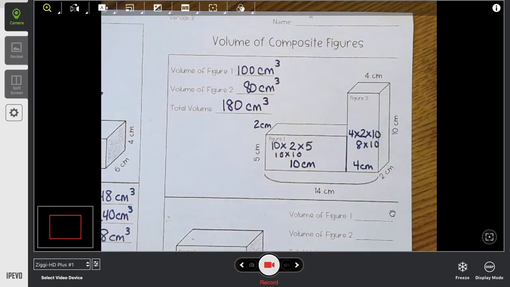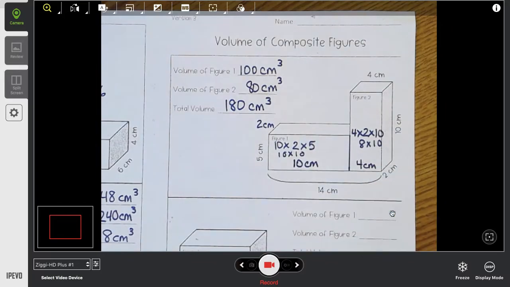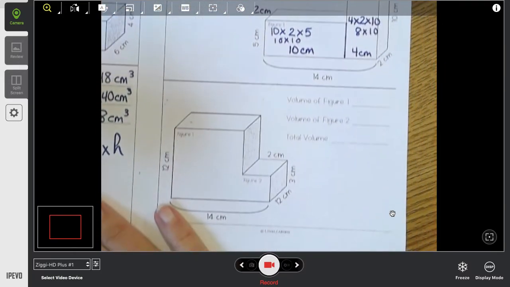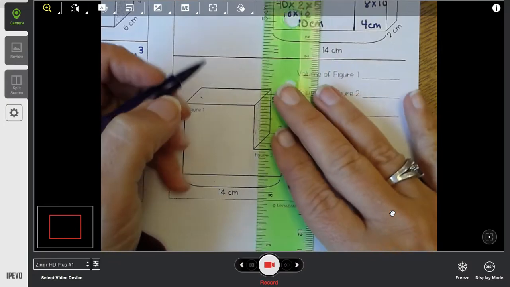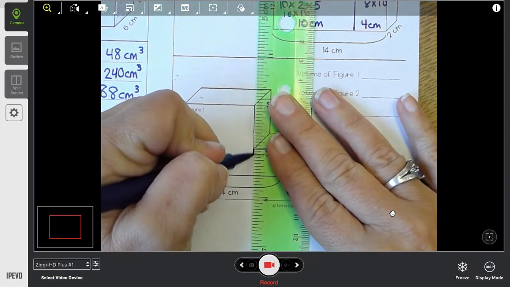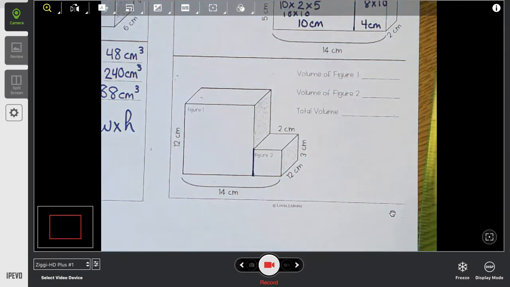Okay? All right, one last one together. Let's see if we can get this last one. I'm going to raise it up. This one I have a very large cube next to a smaller cube. So I think for this one, I'm going to just break off this bottom piece right here, so I can see them.